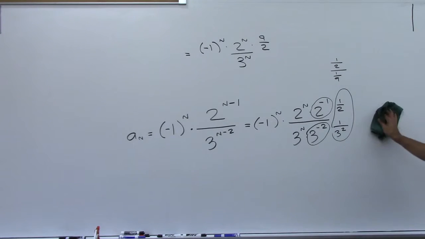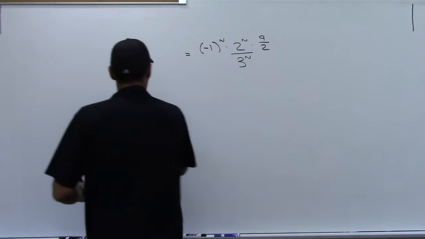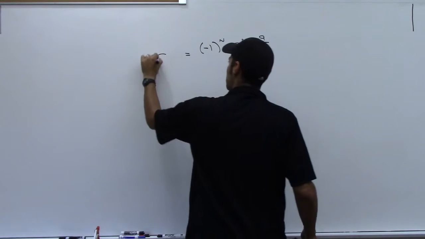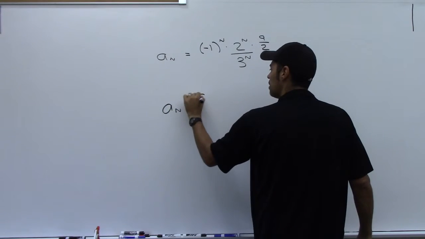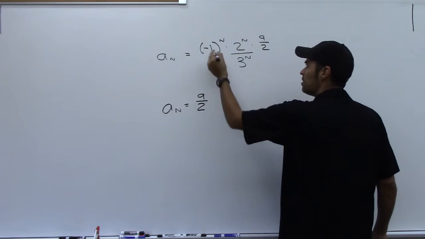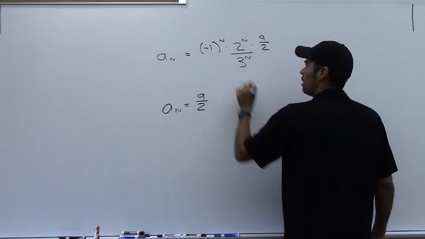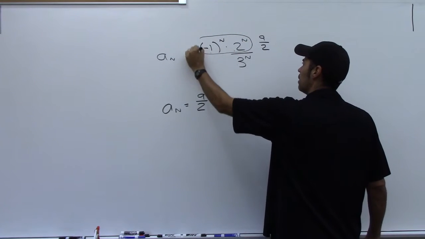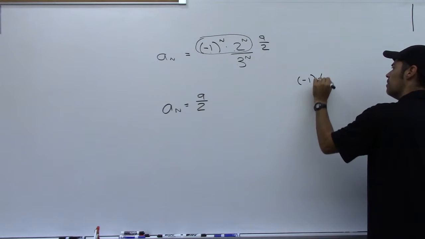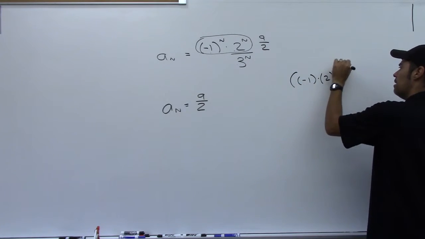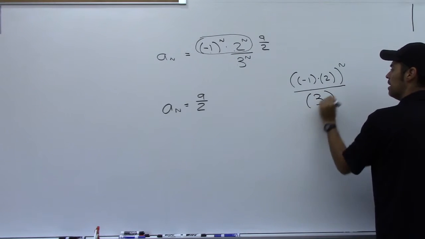And I'm going to do a little bit more. Since I have a 9/2, that's a nice constant. So a sub n equals this. A sub n equals, I'm going to bring the 9/2 out to the front. And then notice that the -1, the 2, and the 3 are all raised to the n power. So what I could do is put these two together, like this. I could go -1 times 2, all of that to the n. And then over this right here, 3 to the n.